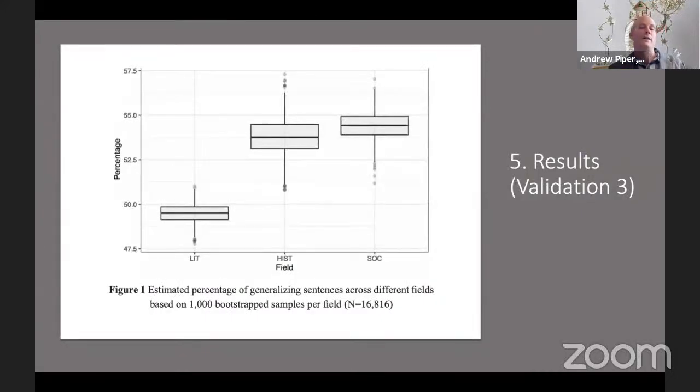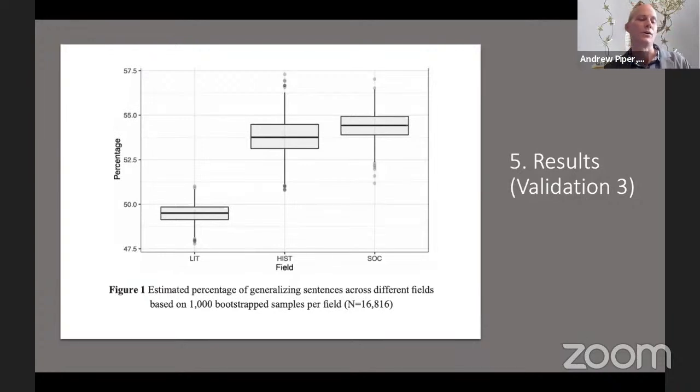Okay. What do we find? Right, so we do all of that in order to arrive at an insight about the prevalence of generalization in our field. And what we see is that, first of all, literary studies does behave differently than history and sociology with respect to generalization. And so that's what those box plots tell us. This is an estimate of the average amount of generalization in our sentences.